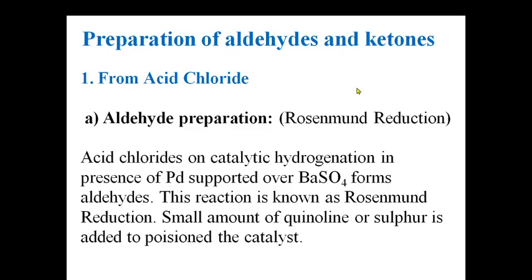So let's start aldehydes and ketones. First we'll see from acid chlorides. Aldehydes can be prepared from acid chlorides by using Rosenmund reduction. In Rosenmund reduction, acid chlorides on catalytic hydrogenation in presence of palladium supported on barium sulfate form aldehydes. In this particular reaction, a small amount of quinoline or sulfur can be added to poison the catalyst, or to reduce the activity of palladium, so that the reaction will stop at the aldehydic stage.